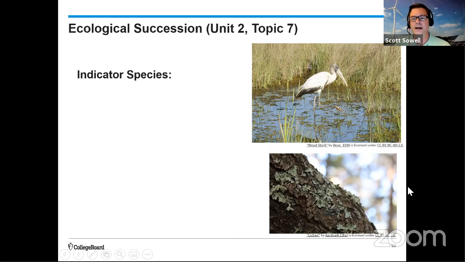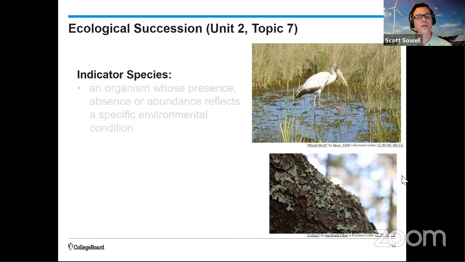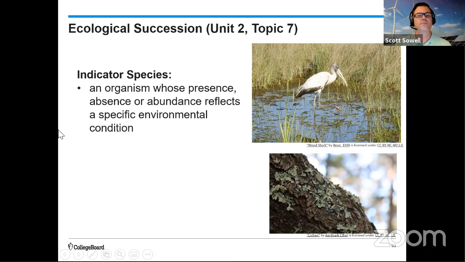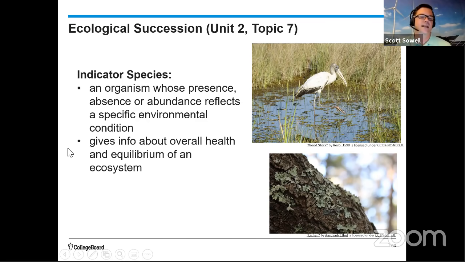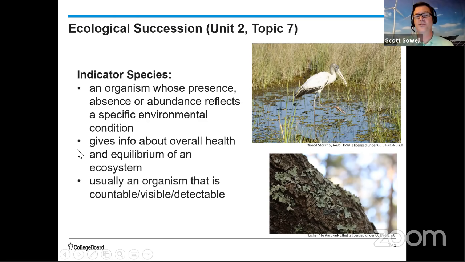And then down here at the bottom, lichen. Lichen is a famous indicator species for air quality. So overall, an organism whose presence, absence, or abundance reflects a specific environmental condition. In this case, shallow, turbid seasonal pools. In this case, good air quality. And again, it gives us an overall indication of the health or the equilibrium of an ecosystem. And it's usually an organism that you could count or quantify pretty easily. You wouldn't want something that is almost hard to detect.